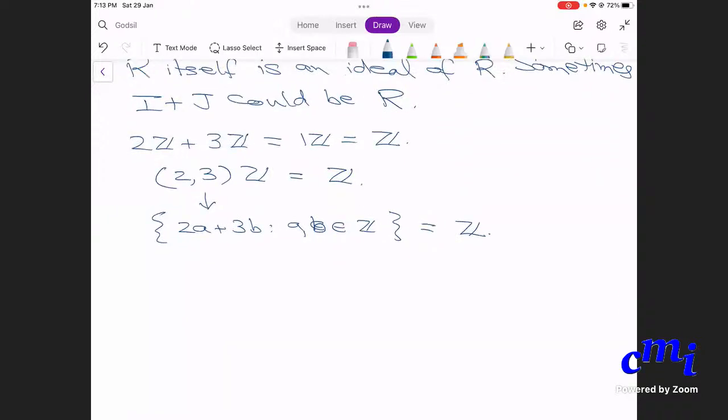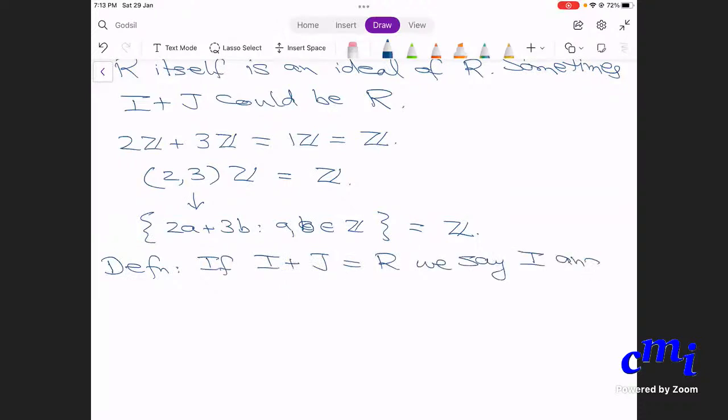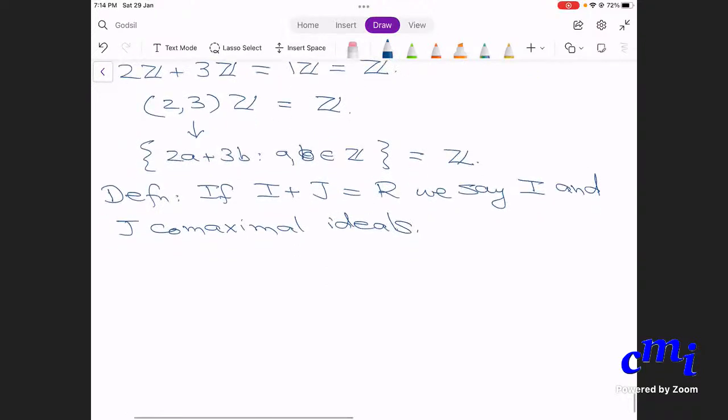So we call this co-maximal. Yes, these ideals are co-maximal. Ideals which sum to R are called co-maximal. So, definition: if I plus J is R, we say that I and J are co-maximal ideals. We need the intersection to be 0, right?